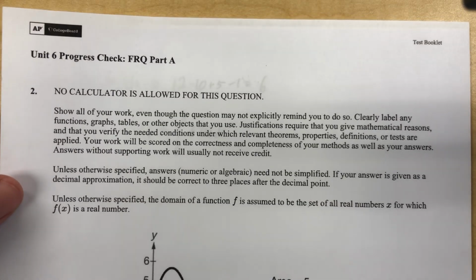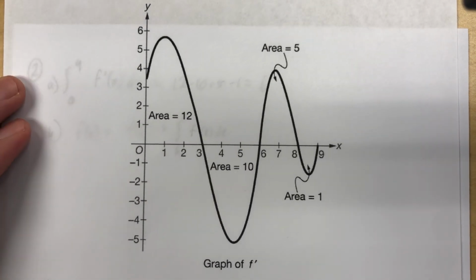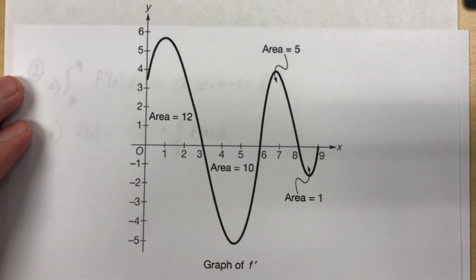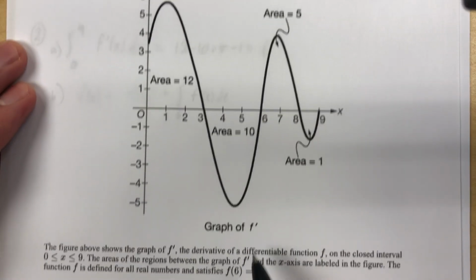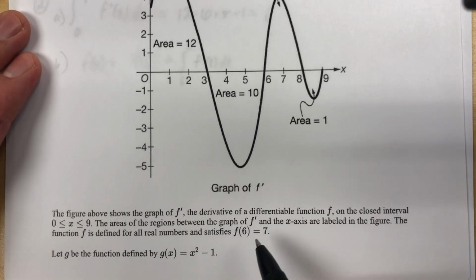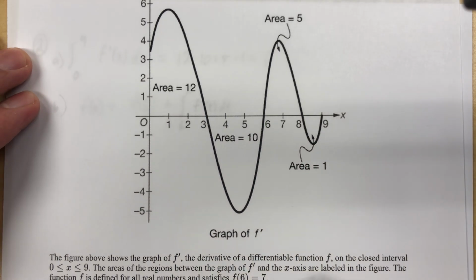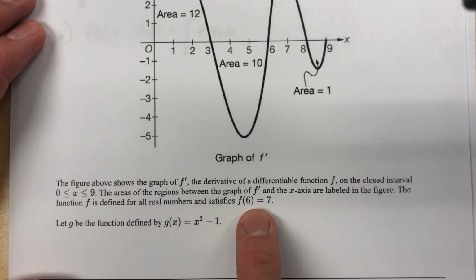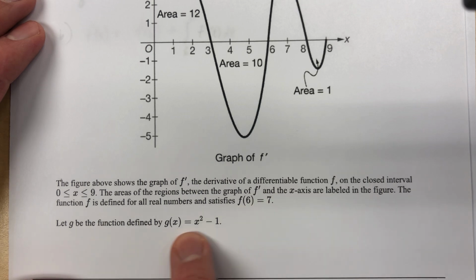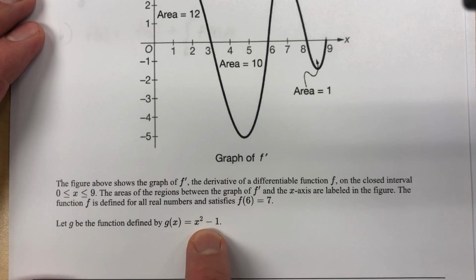Let's do number 2 on the Unit 6 Progress Check Free Response Questions, Part A. They gave us a couple things. They gave us this graph. This graph has the derivative, f prime. They told us the areas, so we can read all this information here. They told us this little handy piece of information, so that deals with f prime. Now they also told us some stuff about g, and g is x squared minus 1.